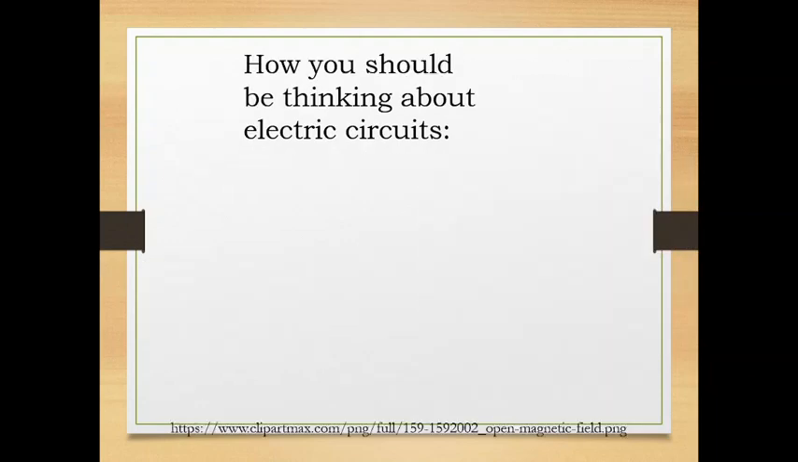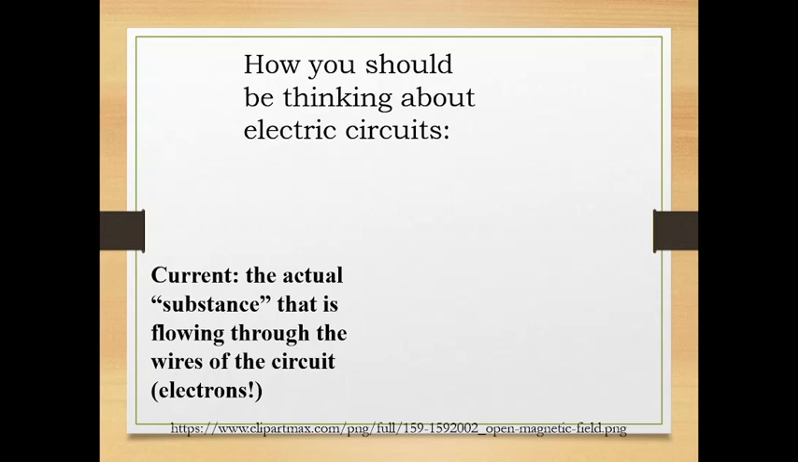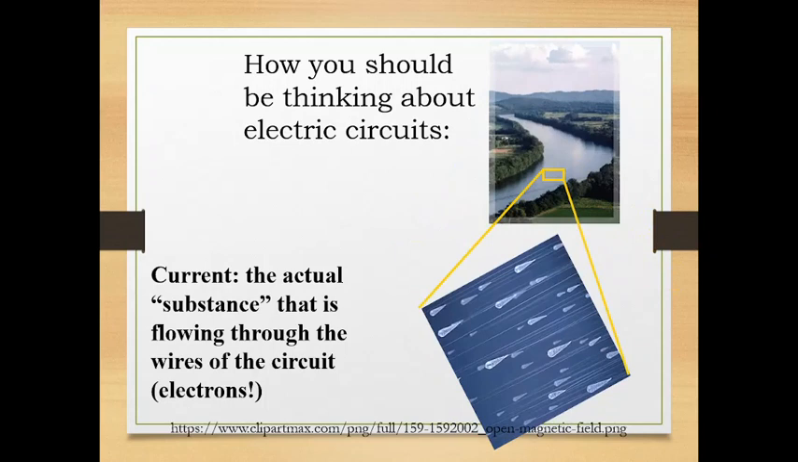How should you be thinking about electric circuits? Think about this. Yeah, exactly, current. The actual substance that is flowing through the wires of the circuit, they are electrons. And here guys also you can see examples of it.